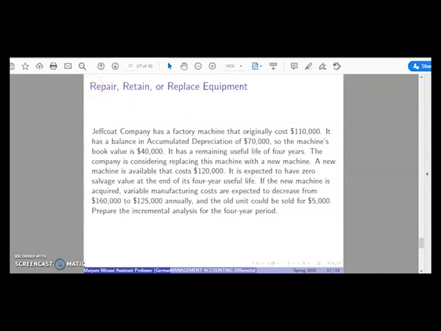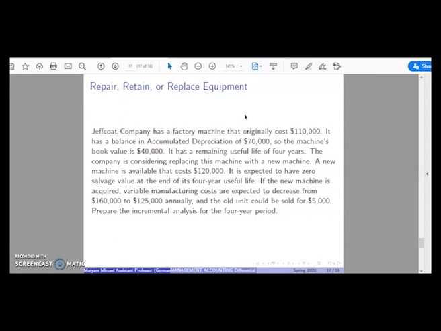The next item that we have for today is repair, retain, and replace the equipment. So there are some cases where the company doesn't know what is the best decision. Either they have to repair the equipment, retain it, or replace the equipment with a new equipment. So in those cases, we also need to calculate all the cost and benefit that we will get for each item. We have one exercise here to make it more clear.